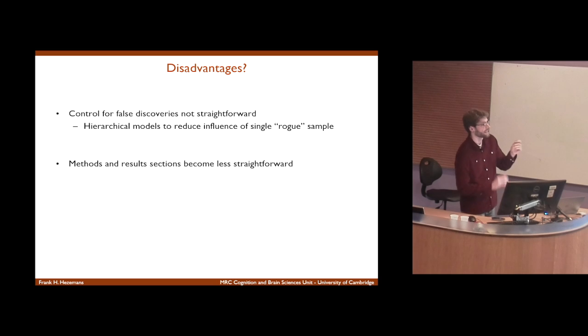Now, I've given you a very harsh, kind of one-sided view here. There are some downsides. If your data is very noisy or biased in some way, then your estimates will be noisy or biased as well. So it's not really straightforward to control for that. One thing you can do, which is what we've done here, is set up your model hierarchically. Then if you have one really oddly behaving subject, it wouldn't really have much of an influence on the fixed effects because of shrinkage towards the mean.